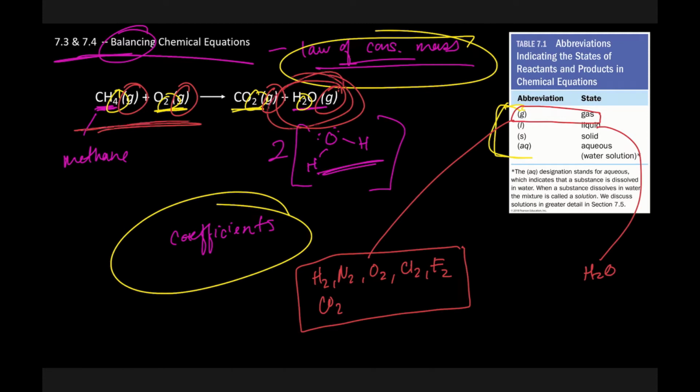But in general, at room temperature, water will be a liquid. In terms of elements, you should know that bromine is a liquid, and obviously mercury is also a liquid at room temperature.